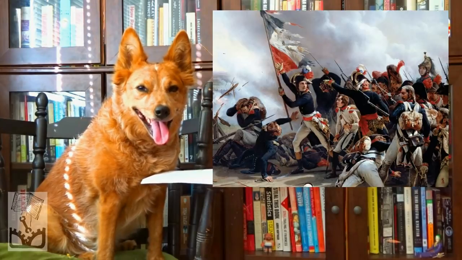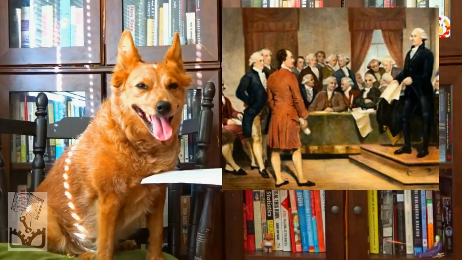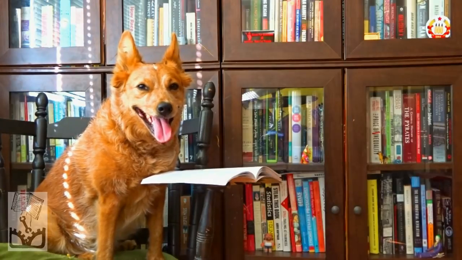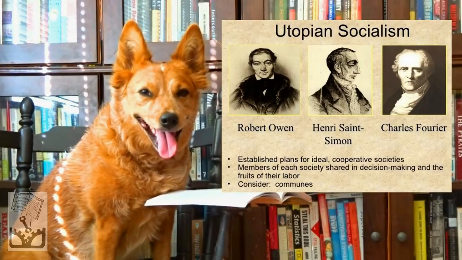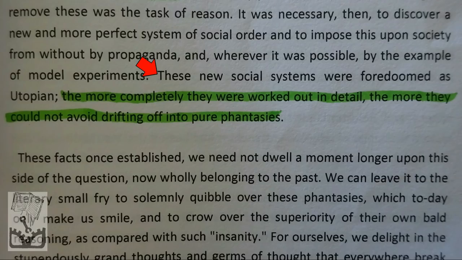Their calls for liberté, égalité, fraternité, and life, liberty, and the pursuit of happiness were not fulfilled, and similarly, the claims of the utopian socialists were not fulfilled. Engels argues, "These new social systems were foredoomed as utopian. The more completely they were worked out in detail, the more they could not avoid drifting off into pure fantasies."